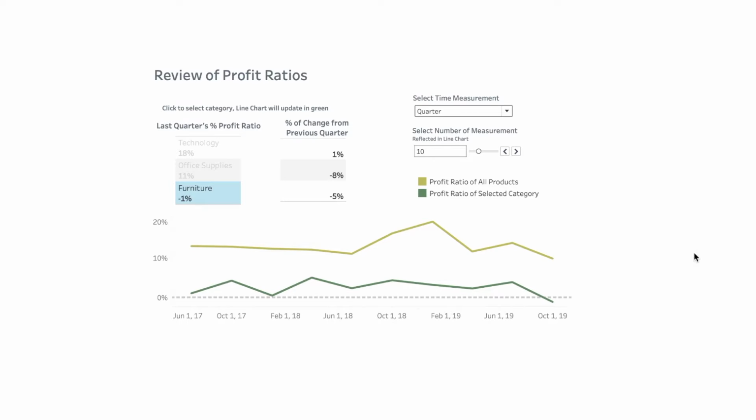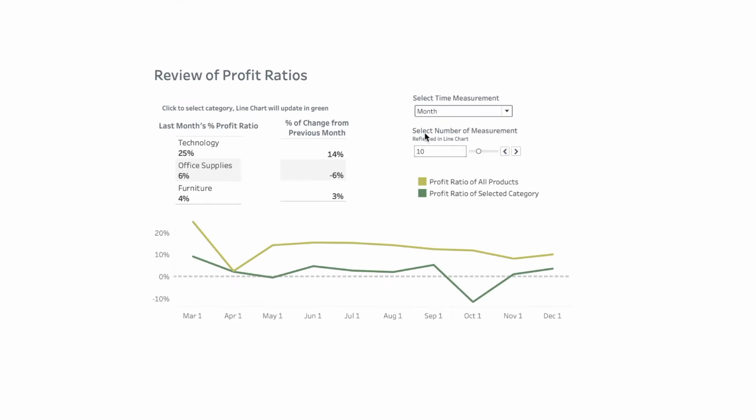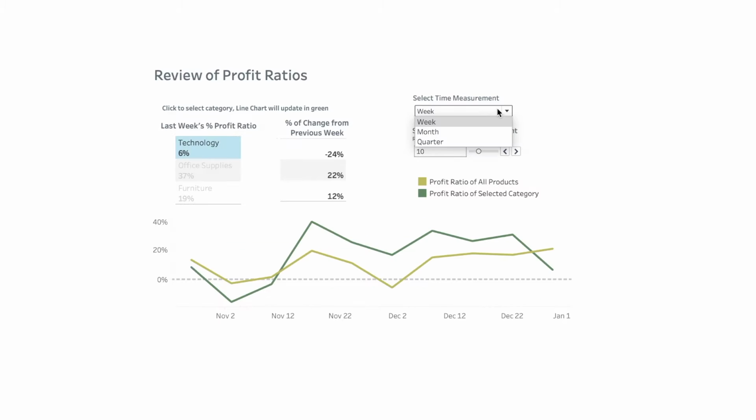Remember, you can compare the categories by week, monthly, or quarterly, as we just did. When you change the measurement of time, you'll be able to see the percent of change that occurred from the previous week, previous month, and previous quarter. Let's select week. Now we can see that technology dropped 24 points from last week, where it was 30%, and is now 6%, a difference of 24%.